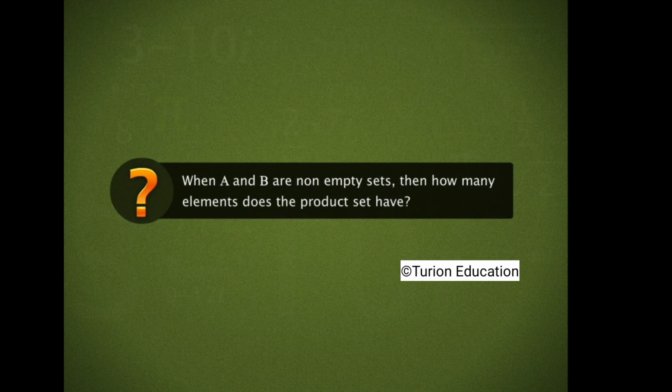When A and B are non-empty sets, how many elements does the product set have? Is there any way by which we can find the number of elements without actually finding the product? To understand, let us consider the Cartesian product of two sets.